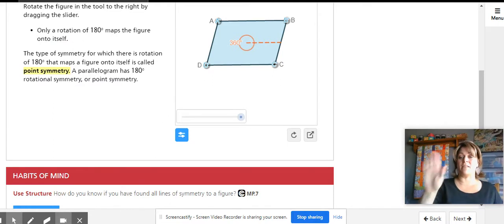When it's only 180 degrees, not 360, but 180, and you rotate it 180 degrees, there's another name for it. It's also called point symmetry. Some textbooks use this, some don't. So basically, rotating at 180, just 180, is also called point symmetry.